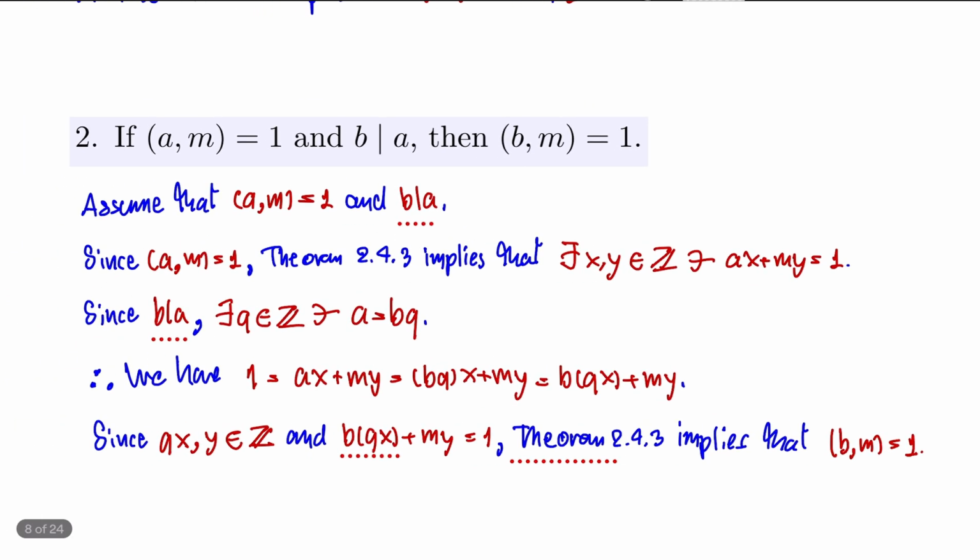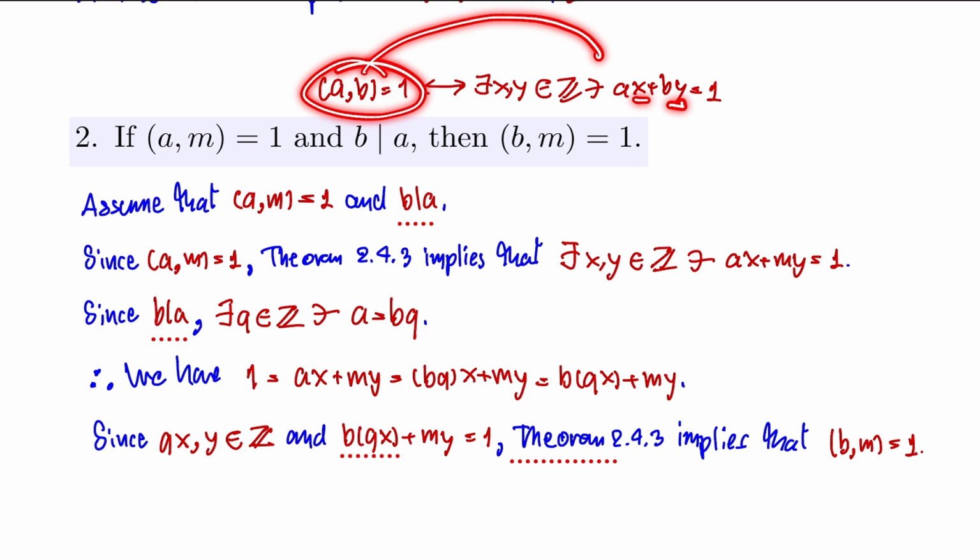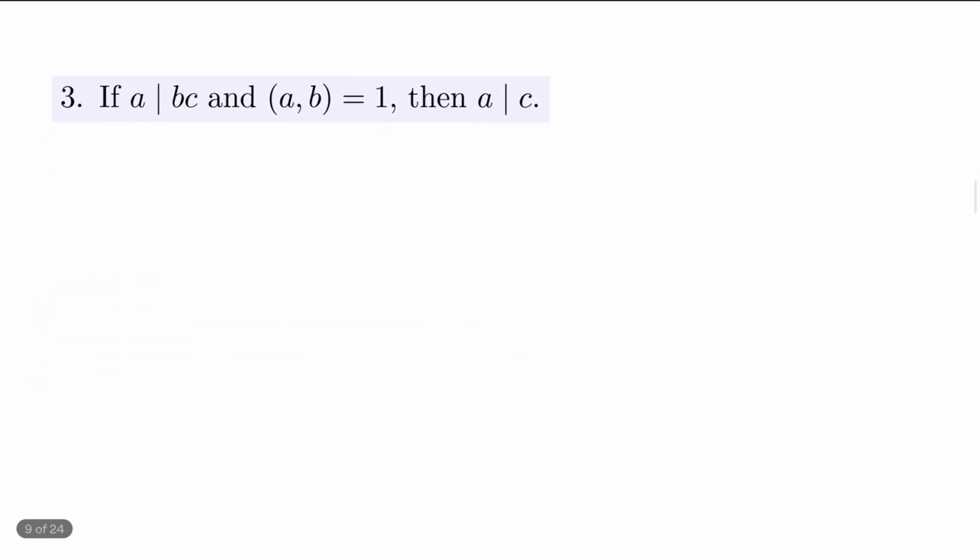Do not forget that if you have the greatest common divisor of a and b equal to 1, you can imply that there exist integers x and y such that ax plus by equals 1. Also, if you have ax plus by equals 1 where x and y are integers, you can imply that the greatest common divisor of a and b equals 1. Okay, let's go to the third property.